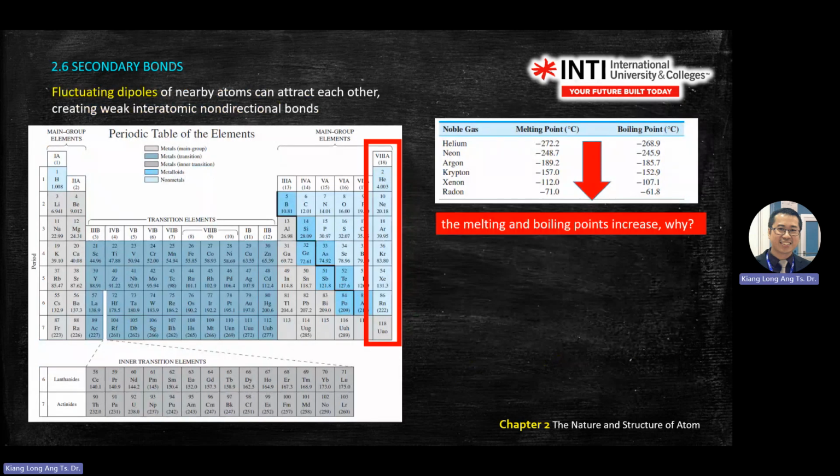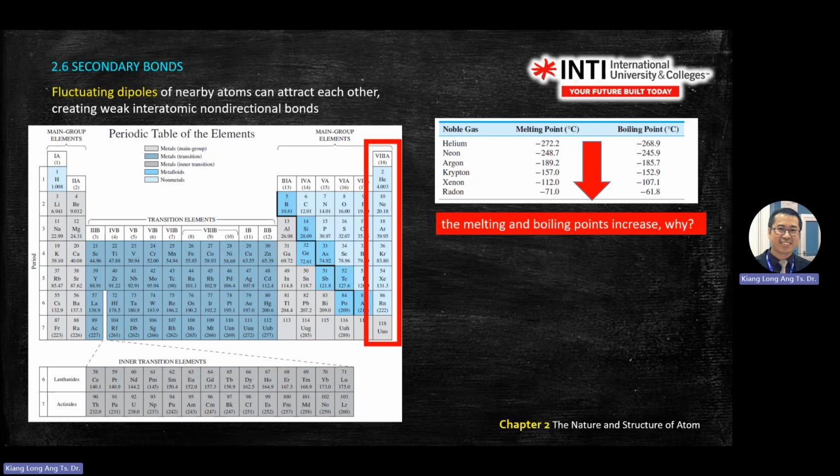Okay. So these are the noble gases, which normally have secondary bonding. From the periodic table, we expect you to know how to explain metallic bonding, ionic bonding, and covalent bonding. Then what happened to the noble gases? What bonding do they have? The answer is secondary bonding.